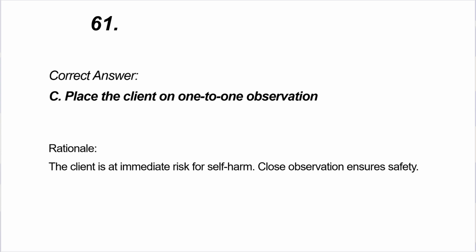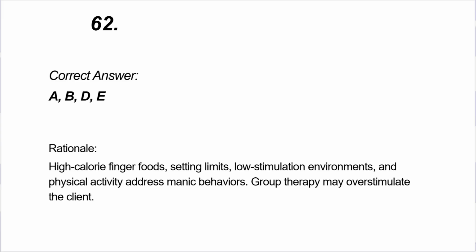61. C. Place the client on one-to-one observation. Rationale: the client is at immediate risk for self-harm. Close observation ensures safety. 62. A, B, D, E.